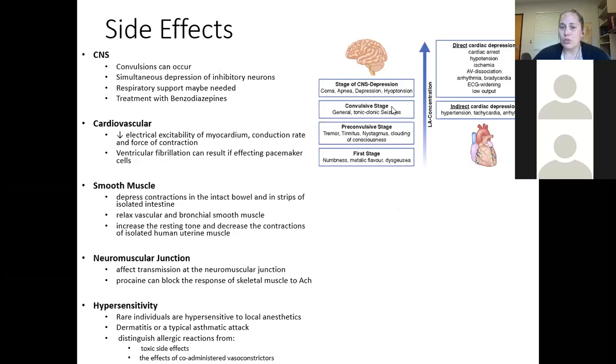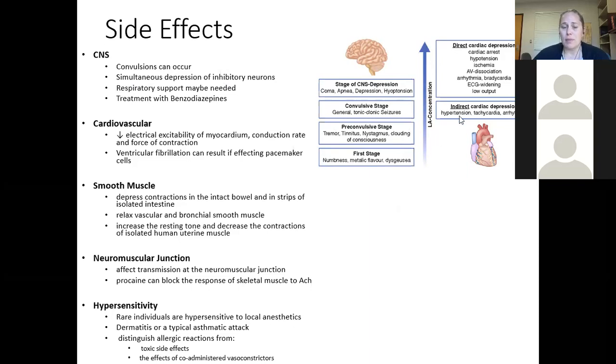I again enjoy this figure just because it shows you as the local anesthetic concentration goes up, you can have these more severe side effects, things like coma, apnea, depression, and hypotension. And this also is a great figure because it transitions into our next point, talking about the effects on the cardiovascular system.